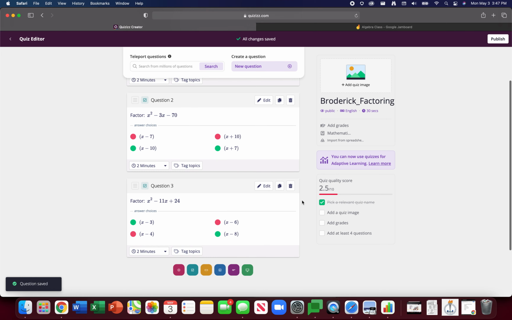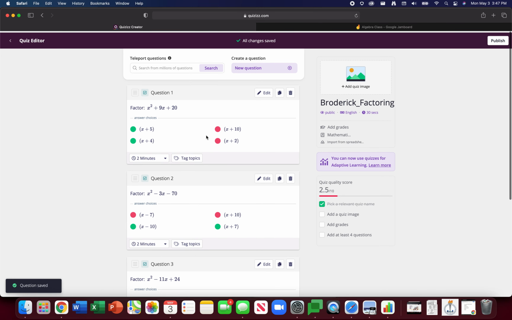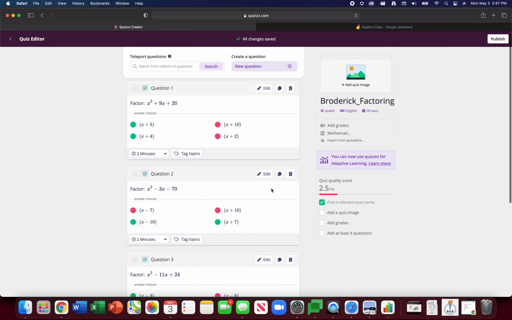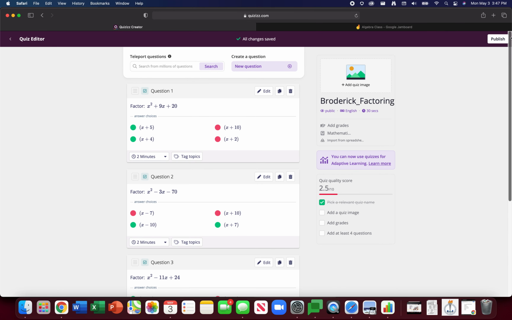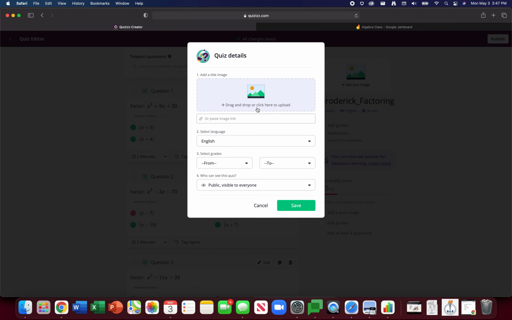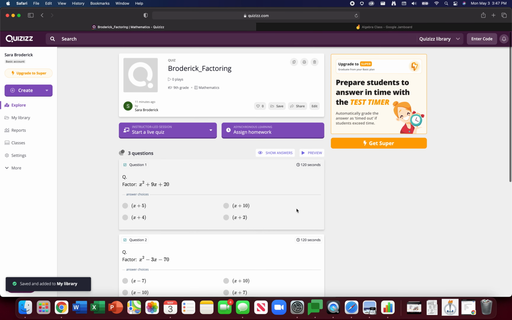Okay, so now I'm going to call this done, right? I want you to have either 4 or 5 questions, okay? So once I'm done, I'm going to click over here. I'm going to click publish, okay? You don't need an image. You can put like 9th to 12th grade is fine, or just 9th, whatever, doesn't matter, okay? Now I have this.